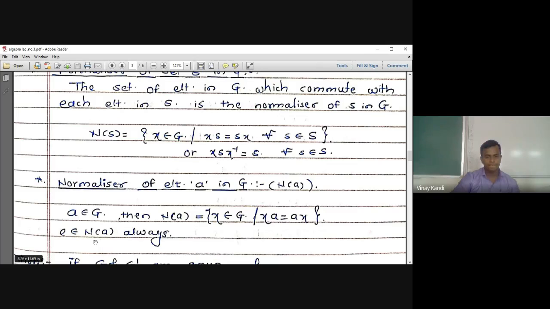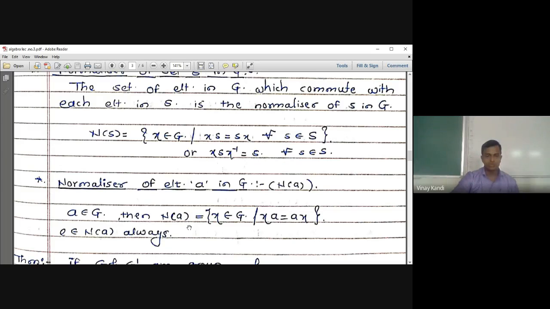Understood? If a belongs to G, then N of a is equal to x belongs to G where xa is equal to ax. That is, take one element a from G, and collect in this set all the elements that commute with this a. Hence N of a is also a subset of G. And furthermore, N of a is also a subgroup of G. It is a subset, but it is also a subgroup.